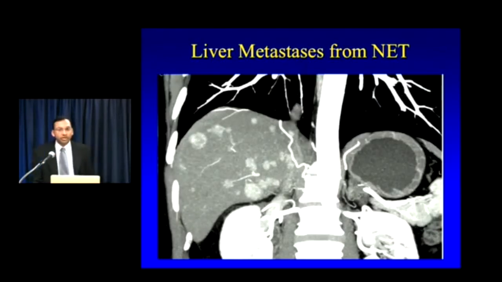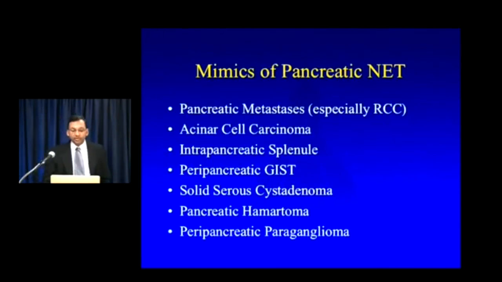They can look subcentimeter. And this is one of the reasons why I really think MIP imaging is critical. I always use MIPs to look at the liver in any patient with a hypervascular primary. It can really make those subtle, small, early neuroendocrine tumors metastases stand out and become much more obvious. Now, just as we talked about a few mimics for pancreatic adenocarcinoma, there are several mimics of pancreatic neuroendocrine tumors.